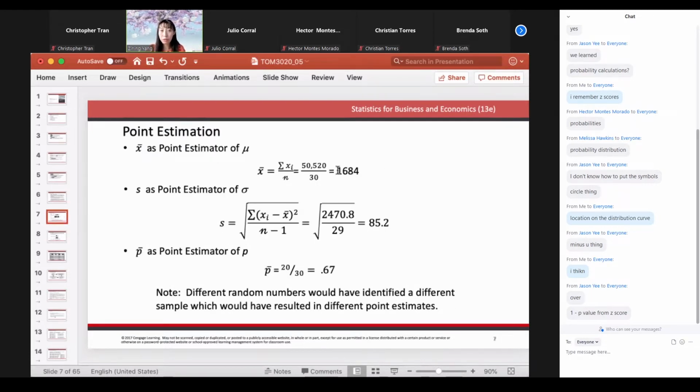To start with the very basic, she calculated the mean of SAT score, which is 1684. She also calculated the standard deviation just from that 30 students, which is 85.2. And out of the 30 students, 20 of them preferred on-campus housing. So that's a proportion of 0.67.